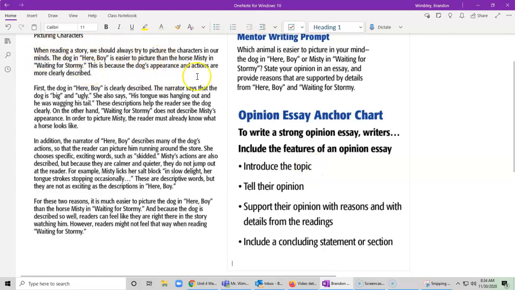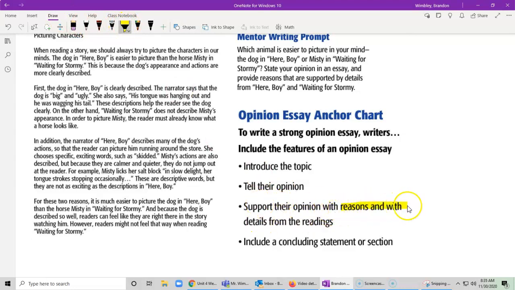Our topic is what's easier to visualize. And our opinion is, it's easier to visualize the dog. And then we support it with reasons and with details from the reading. So let me just highlight our reasons and details. So here we say it's big and ugly, being the dog. His tongue was hanging out, wagging his tail. And then for the horse, it doesn't describe it at all. So I don't have any details for that. But down here, when we talk about their actions, we say the dog is running around the store and skidded. And the horse, its actions are calmer and quieter, in slow delight.